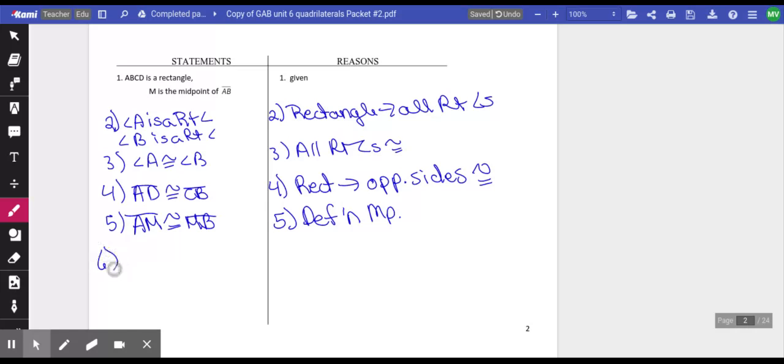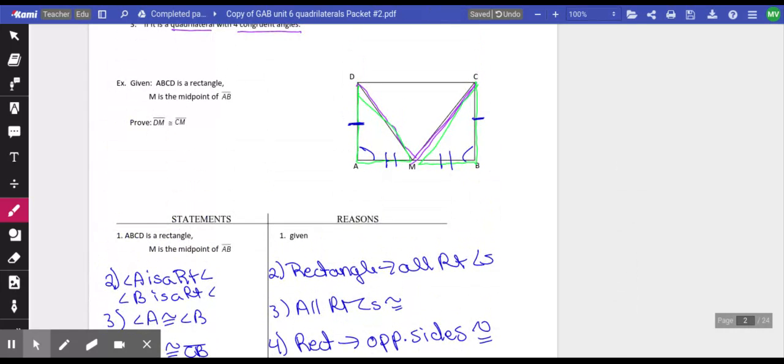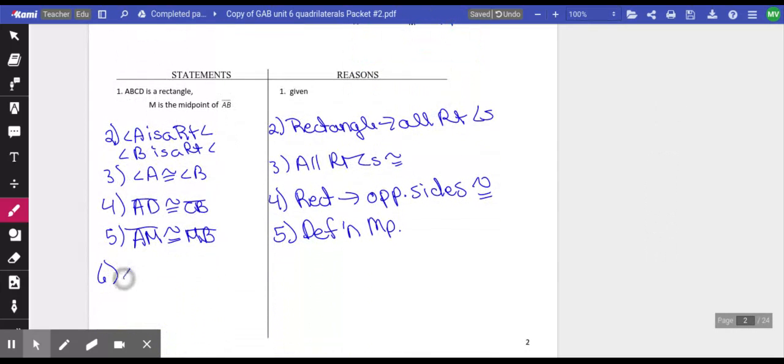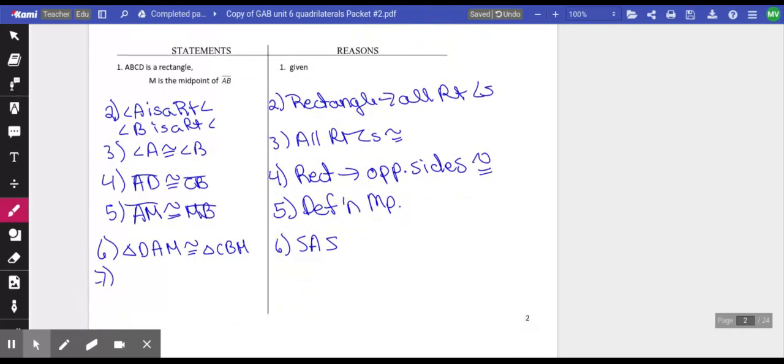And then I have those two triangles congruent by side, angle, side. So DAM is congruent to CBM. And that's side, angle, side. And then I know my sides that I needed congruent. DM is congruent to CM by CPCTC. And that was really a proof proving triangles given the properties of a rectangle.